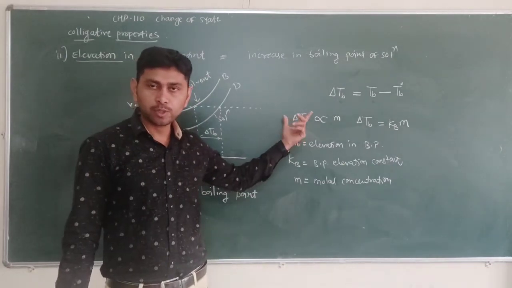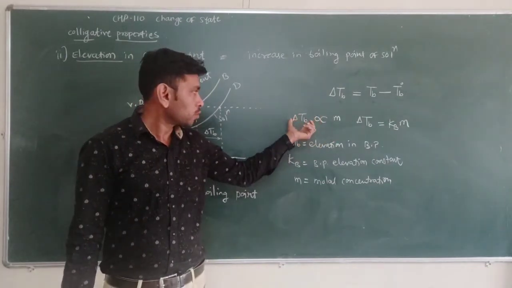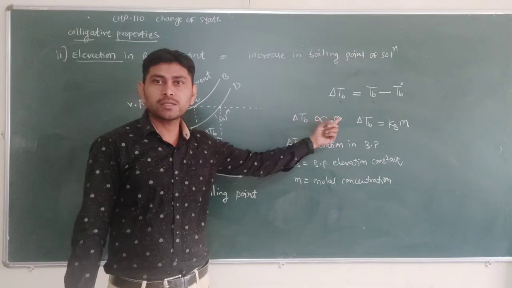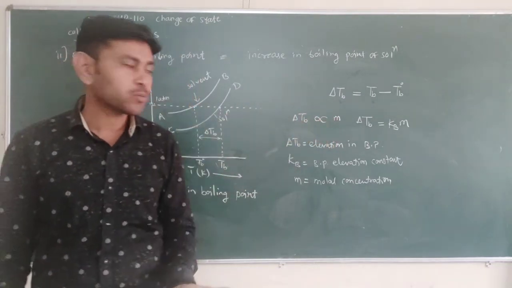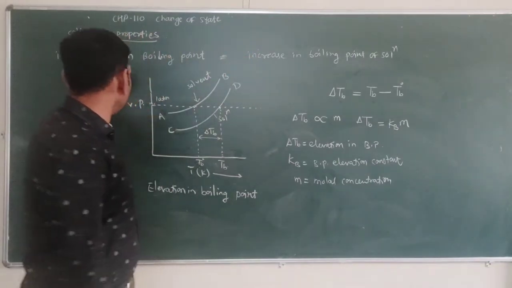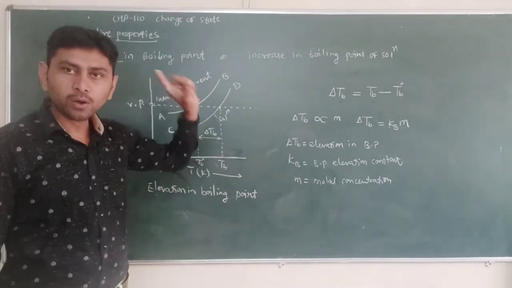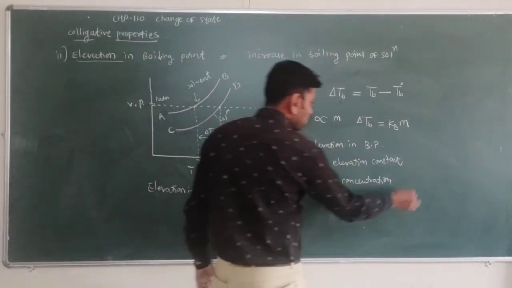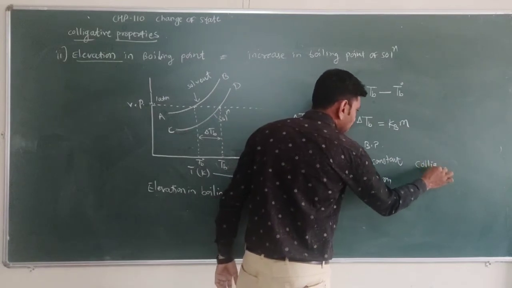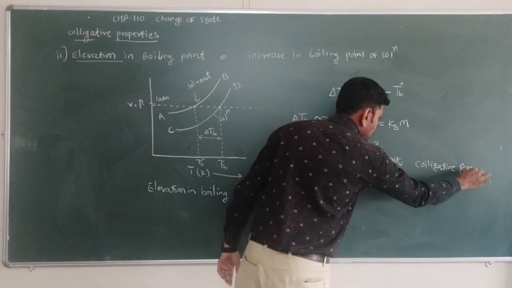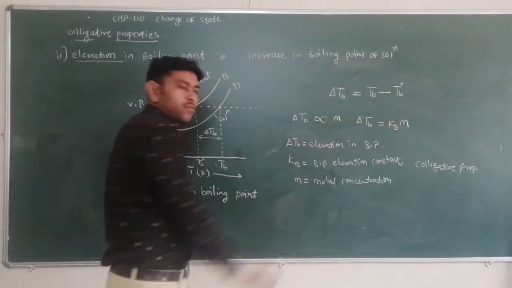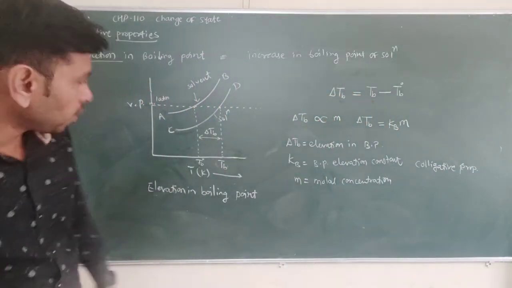So delta Tb is proportional to molar concentration. Elevation in boiling point depends on molar concentration, that means it depends on the number of solute particles. That's why elevation in boiling point is a colligative property, because it depends on the number of solute particles.